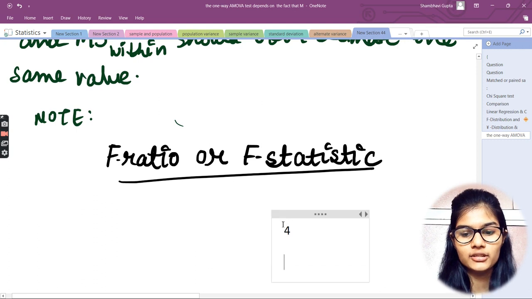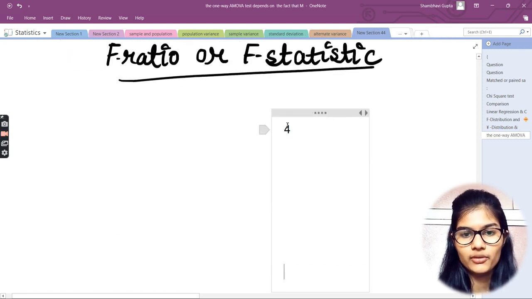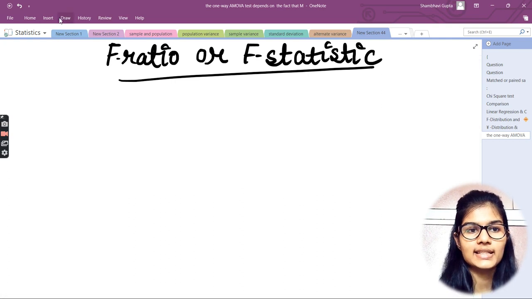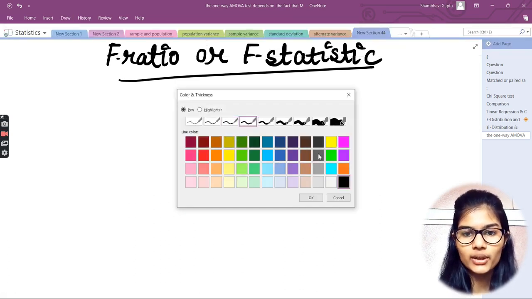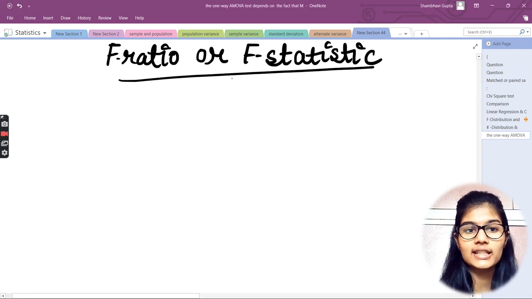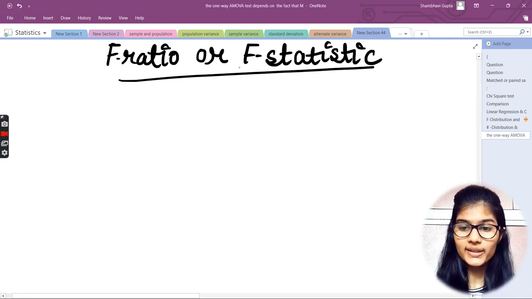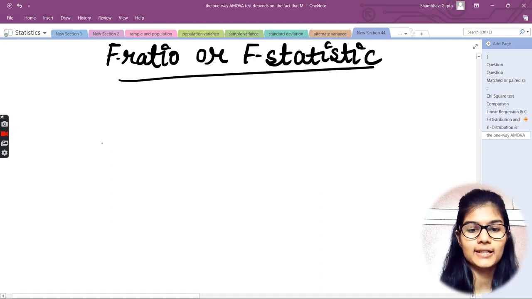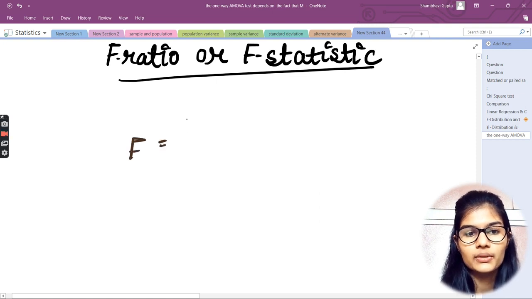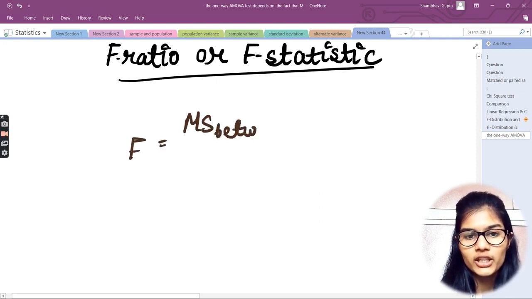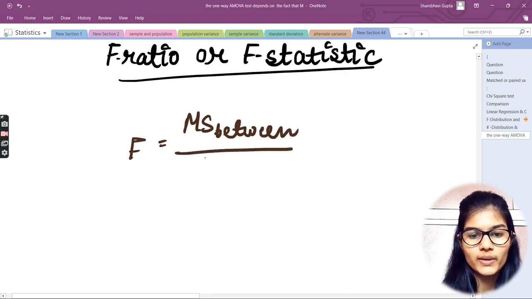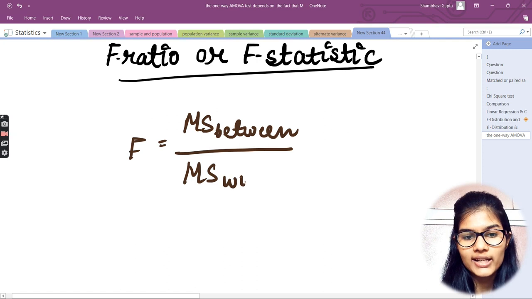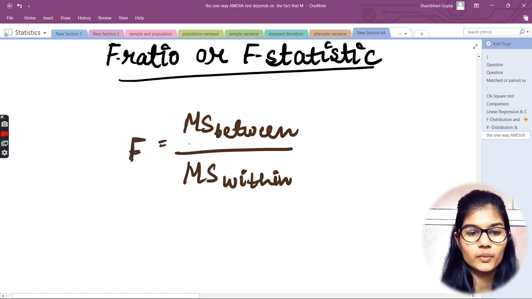Now let me come down right here. Now let's proceed and see what things come under the F ratio, or basically the F statistic. Okay, great. First of all, I will let you know the formula. F is equal to MS between divided by MS within, right?